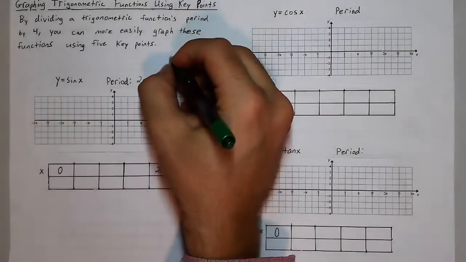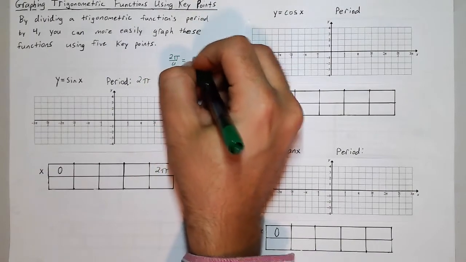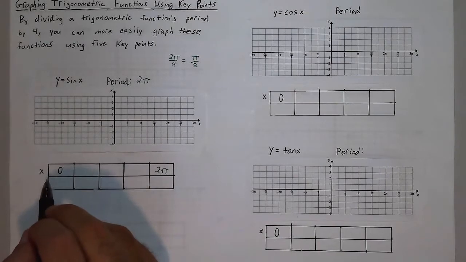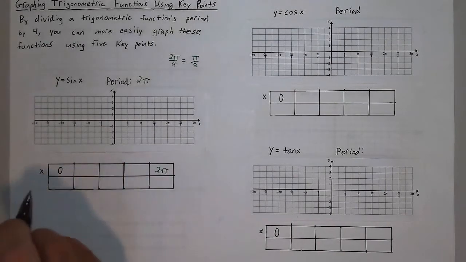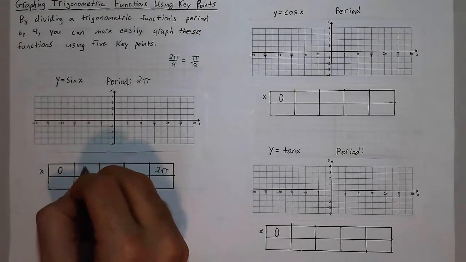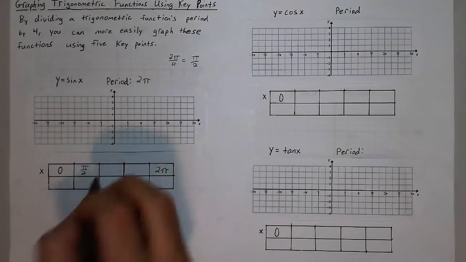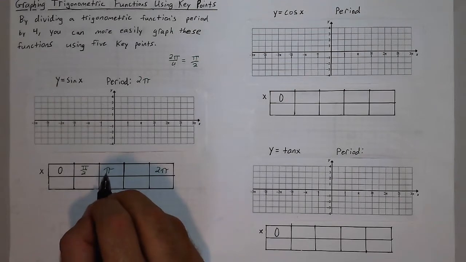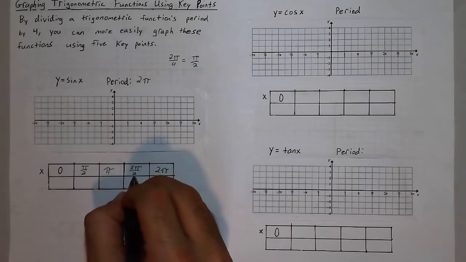So if we take 2 pi and divide it by 4, we get pi over 2. Meaning start at 0, if I add pi over 2 over and over again, I should get all the key points and it'll add up to 2 pi. So 0 plus pi over 2 is pi over 2. Pi over 2 plus itself is 2 pi over 2, which is just pi. Pi plus pi over 2 is 3 pi over 2. And then 3 pi over 2 plus pi over 2 is 4 pi over 2, which is 2 pi.